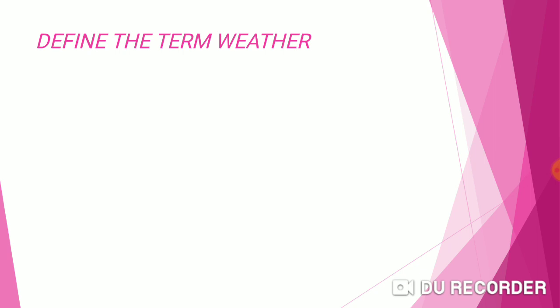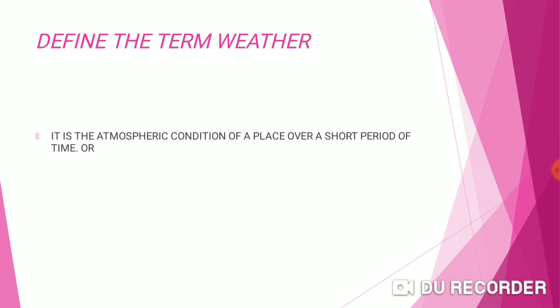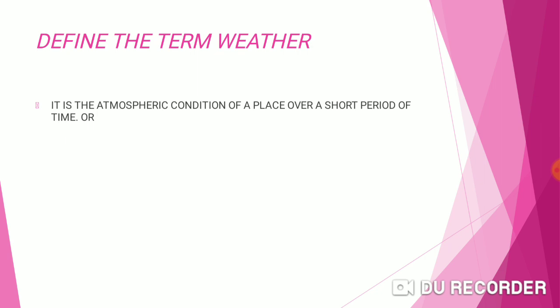So what then is weather? Let me give you some time to think about the definition or the meaning of weather. It is the atmospheric condition of a place over a short period of time, or it is the day-to-day atmospheric condition of a place.